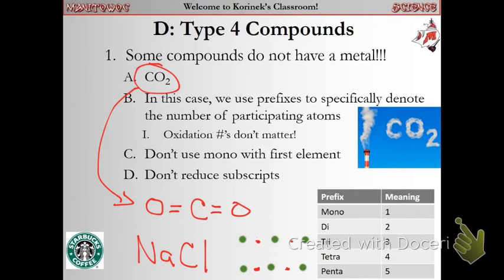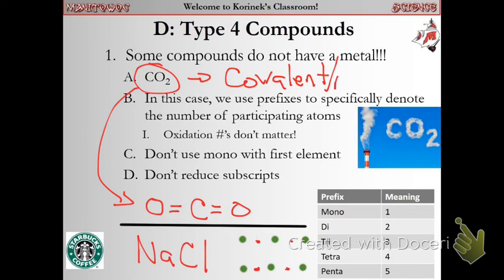So that's the huge difference between our type 4 compounds and all the other compounds, is the fact that with type 4 compounds we're really specifically talking about singular molecules. Now, just to be very complete, these types of compounds are known as covalent. We've also called them in the past molecular compounds. And all the prefixes that we'll need are located down here in the lower right-hand corner.